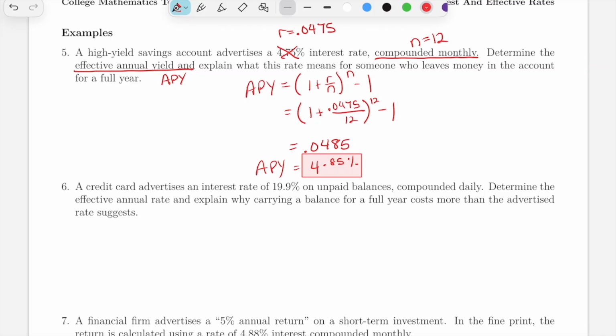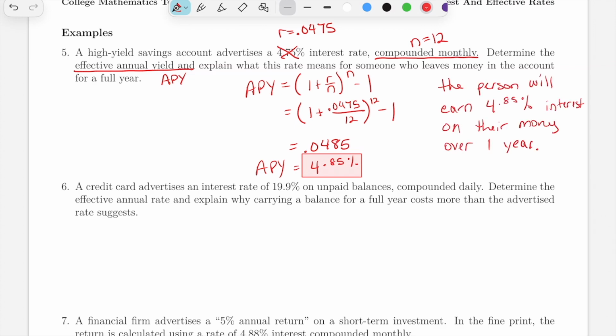So what this means is, even though the person is investing in an account that says 4.75%, that's compounded monthly. If they were to invest in a simple interest account at 4.85%, they will effectively get the same thing. The person will earn 4.85% interest on their money over 1 year. Or you could say a 4.85% simple interest account will bear the same amount of interest as a 4.75% interest rate compounded monthly.